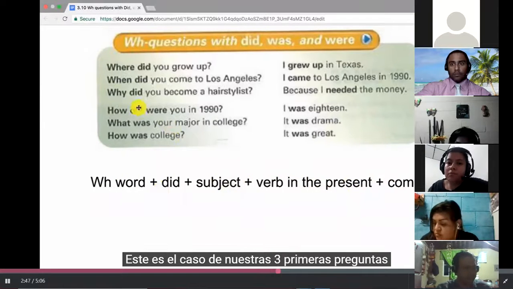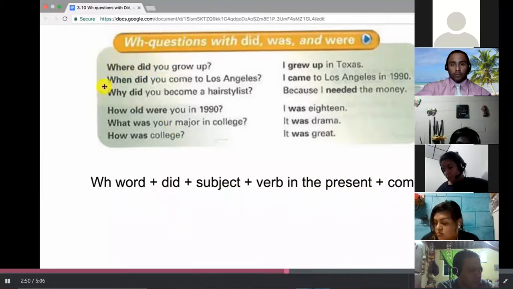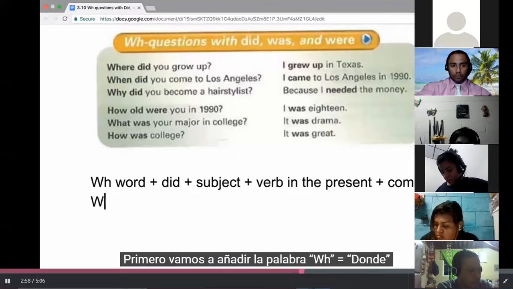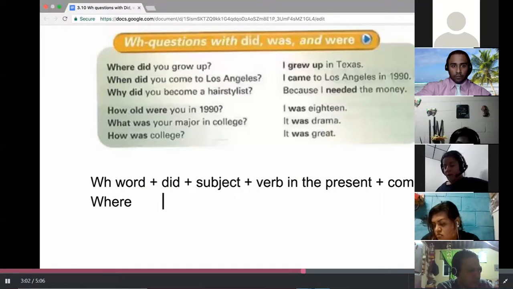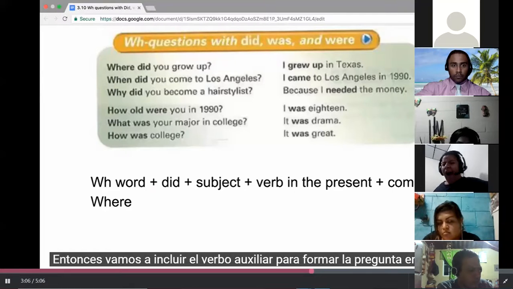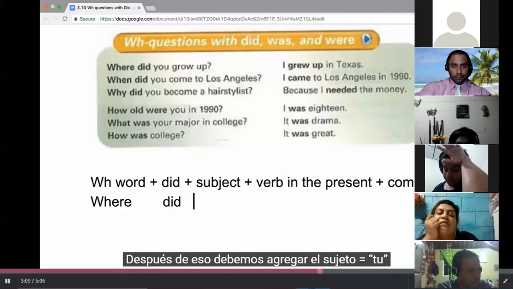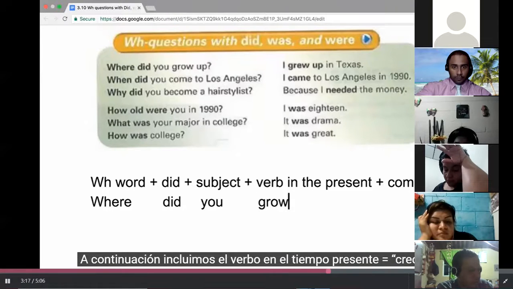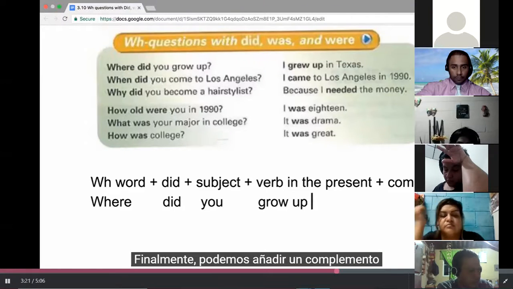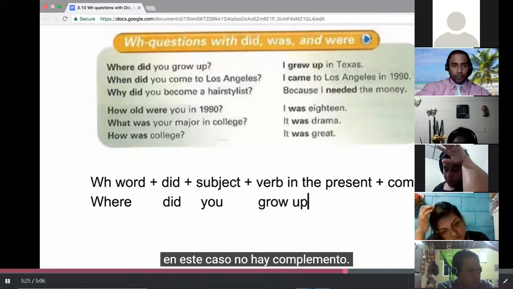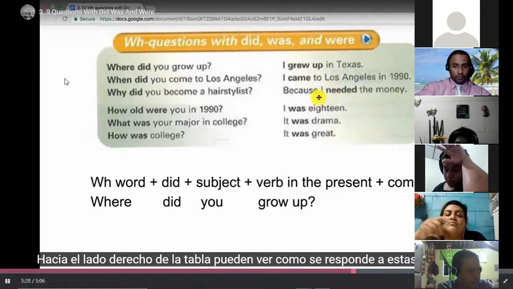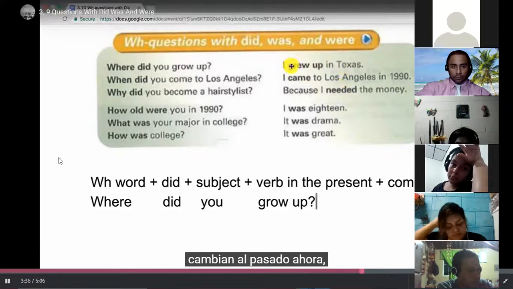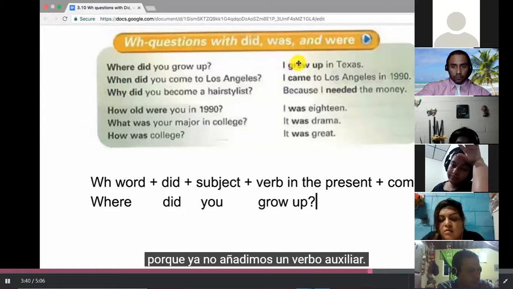This is the case of our first three questions. Where did you grow up? When did you come to Los Angeles? Why did you become a hairstylist? First, we're going to add a WH word, where. Then we will include the auxiliary verb to form the question in the past, did. After that, we need to add the subject, you. Next, we include the verb in the present tense, grow up. Finally, we can add a complement. In this case, there is no complement. Towards the right-hand side of this chart, you can see how these questions are answered. If you notice, the verbs change to the past tense now because we're no longer adding an auxiliary verb.